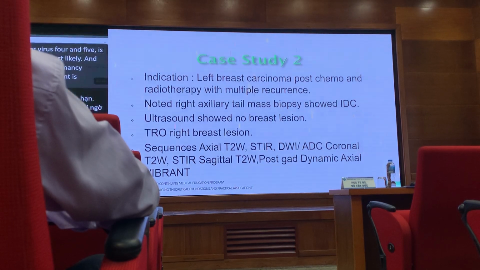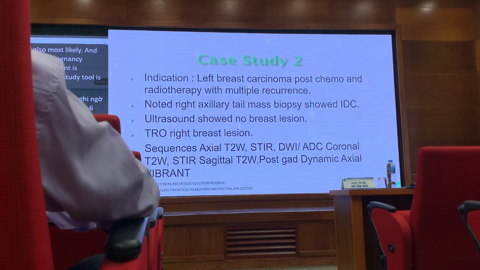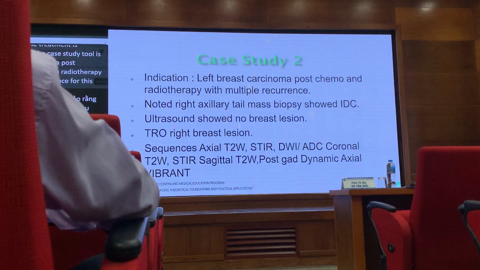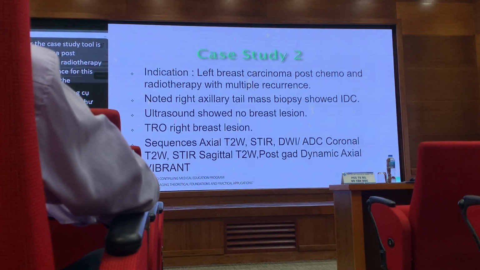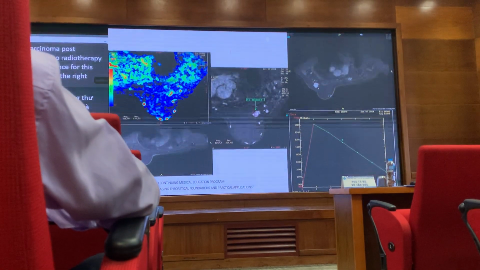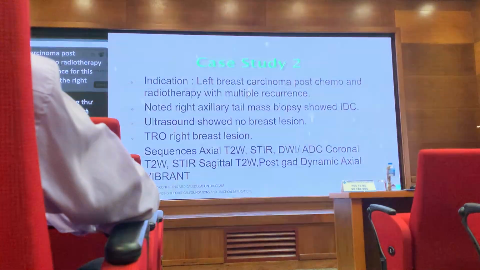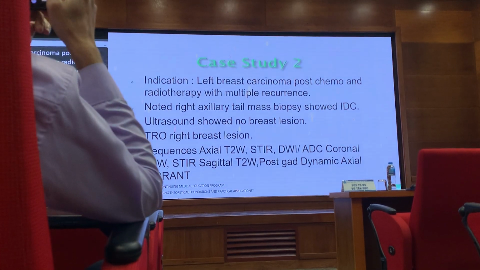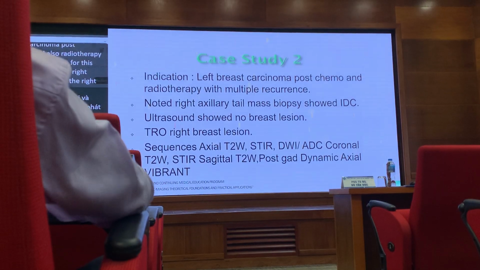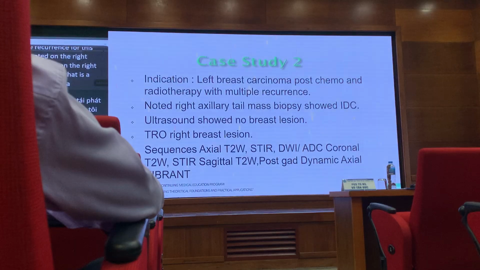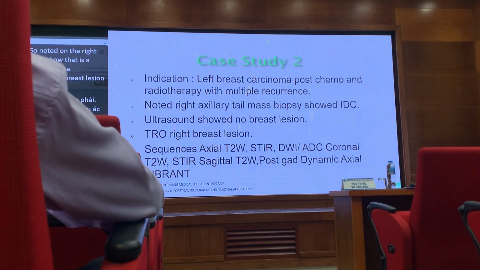Case study 2 is left breast carcinoma post-chemotherapy and radiotherapy with multiple recurrences for this patient. So we noted a right axillary tail mass, and biopsy shows that it's an invasive ductal carcinoma. Ultrasound shows no detectable breast lesion. So we want to rule out a right breast lesion.